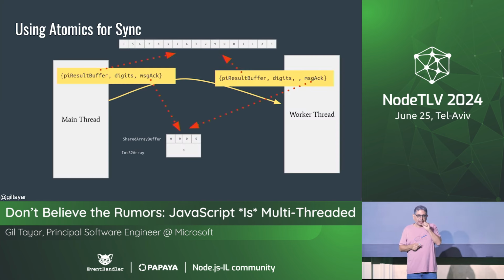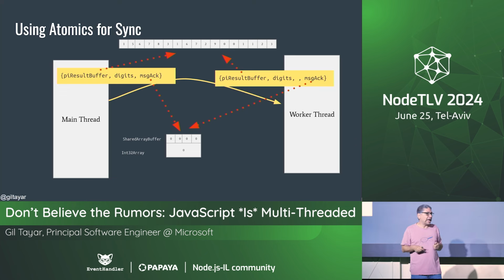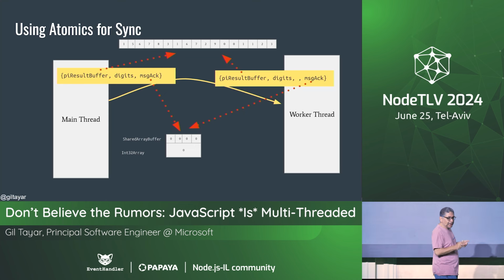Okay. This is hairy. It reminds me of the days when I wrote assembly code. So bear with me. We have the pi result buffer, which is a shared array buffer, and I'm sending it along with the digits just like the last code that we saw. But I'm also sending another shared array buffer that I call message ACK. ACK as in acknowledge. This is what the worker thread will use to notify the main thread that I'm done, you can go. It's a shared array buffer of size 4 bytes.